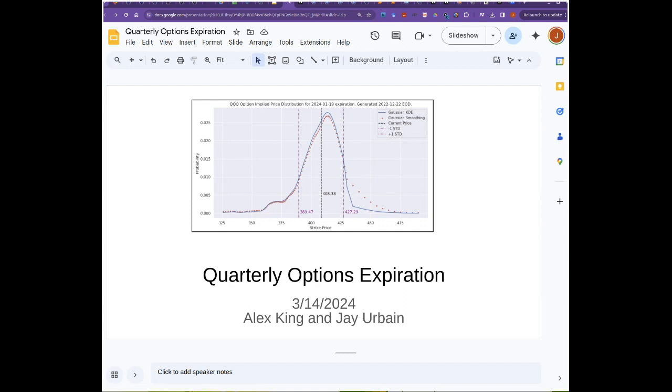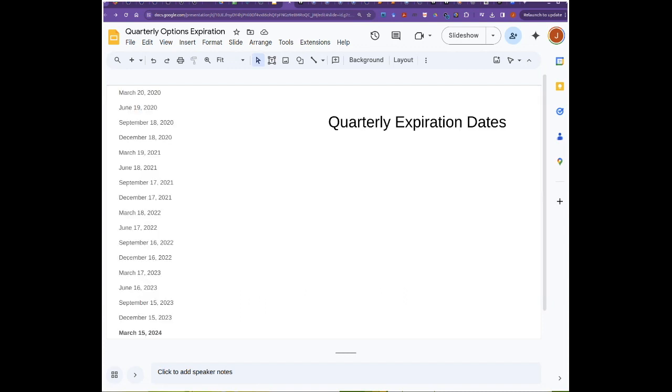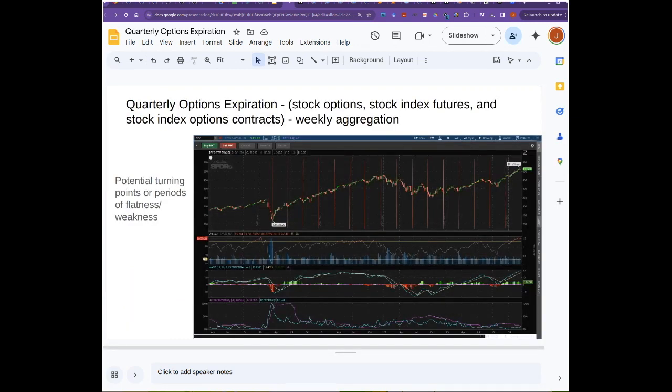Thanks, Alex. Okay, so to get started, what I did was I went back and I collected the quarterly option expiration dates going back to March of 2020. And then if we go ahead and we plot that, this is a view from Thinkorswim. What we can see on the chart is that these red lines signify quarterly options expirations, and you can see there are some cases here where we have major inflection points in the stock market.